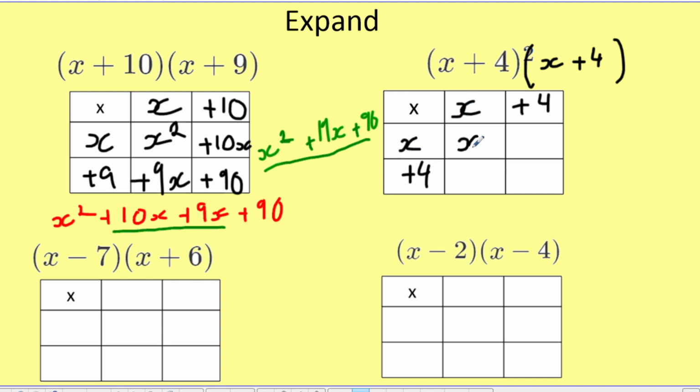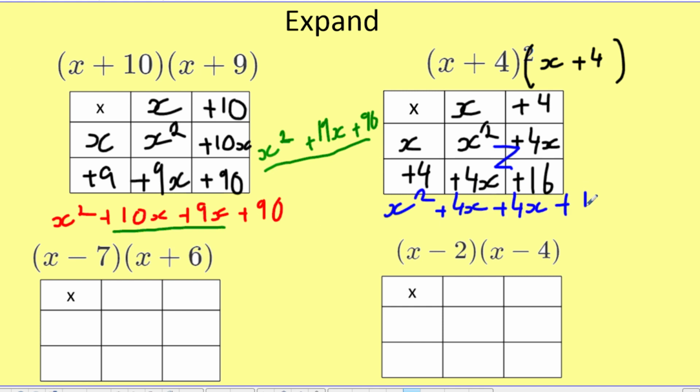x times x is x squared. x times 4 is plus 4x. x times positive 4 is plus 4x. And 4 times 4 is positive 16. Okay, so now we've got x squared plus 4x plus 4x plus 16. And we're going to simplify that down to x squared plus 2 4x's added together, 8x, plus 16, which is our final answer.